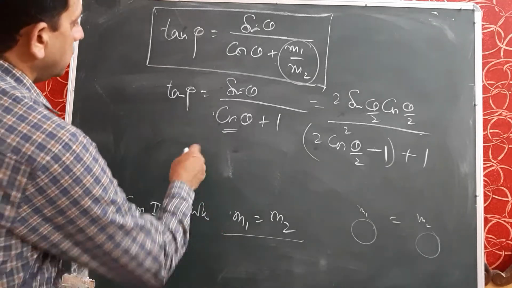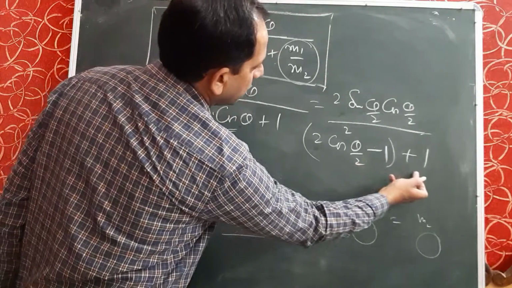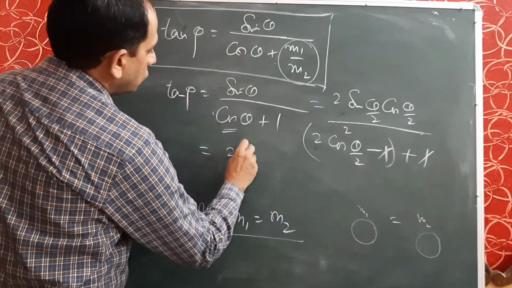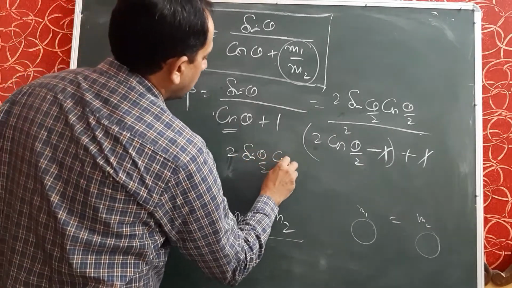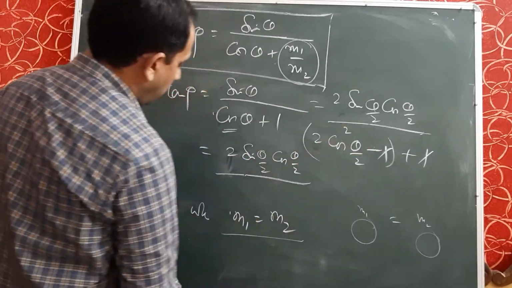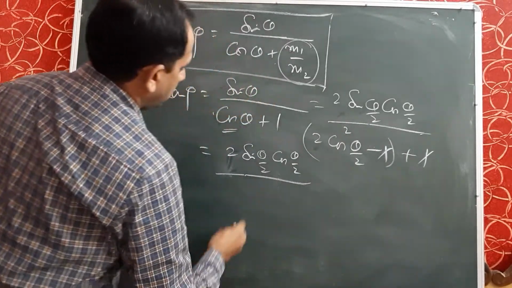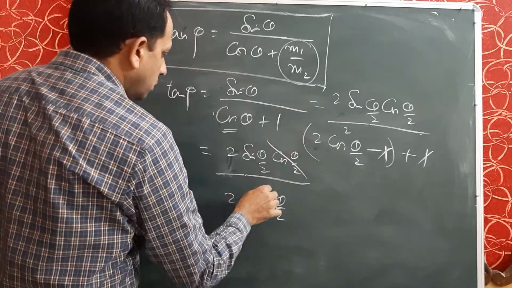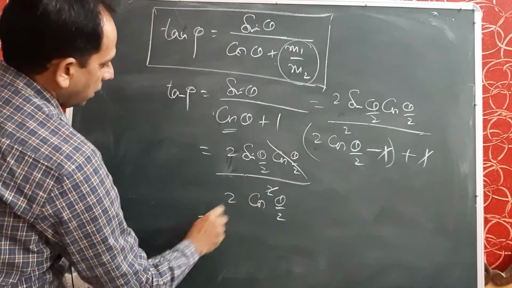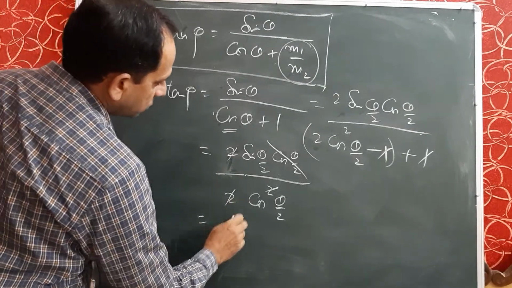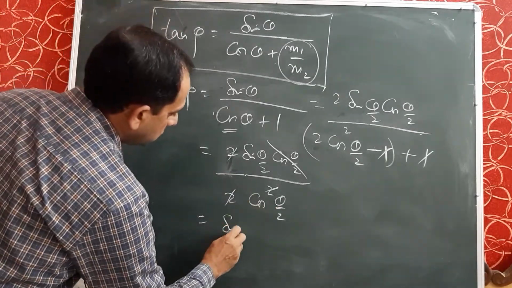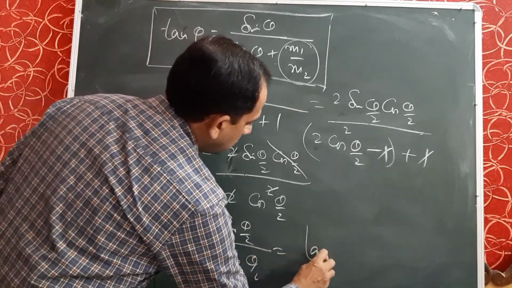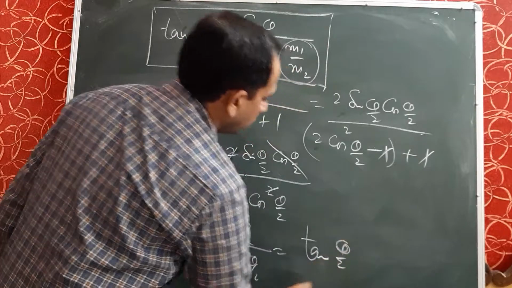Now when we open this bracket, the minus 1 cancels out with plus 1, and finally we get 2 sin theta by 2 cos theta by 2 over 2 cos square theta by 2. So cos theta by 2 cancels with one term of cos theta by 2, and 2 with 2, and the remaining part is sin theta by 2 over cos theta by 2, which is equal to tan theta by 2.